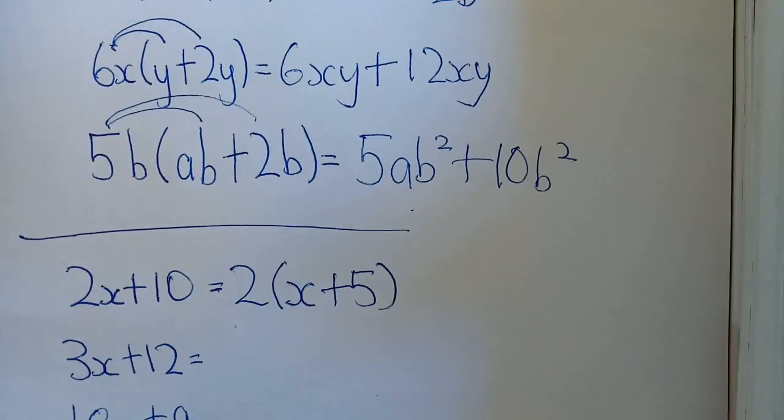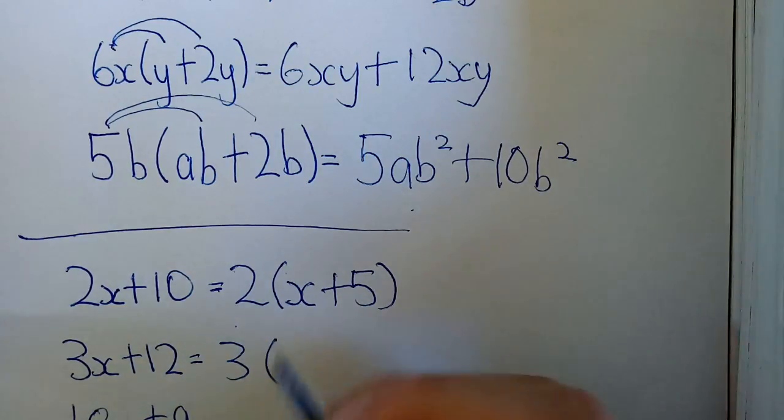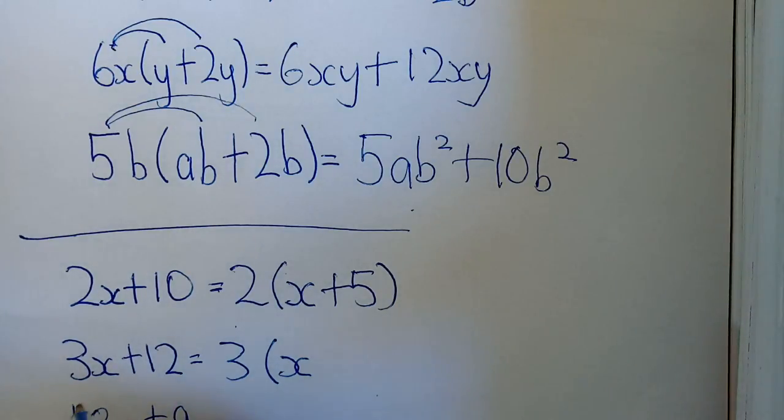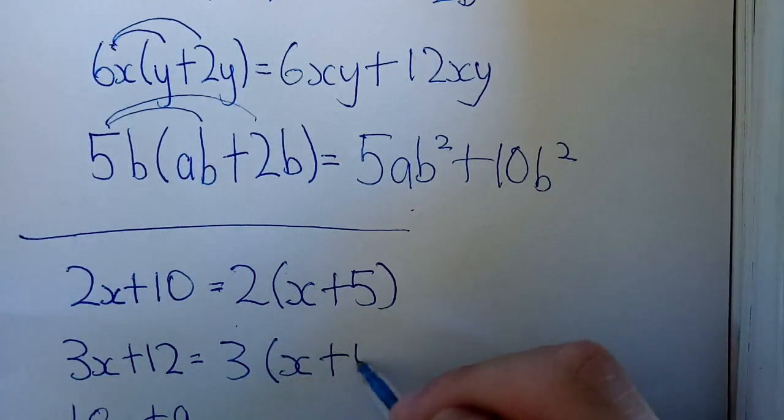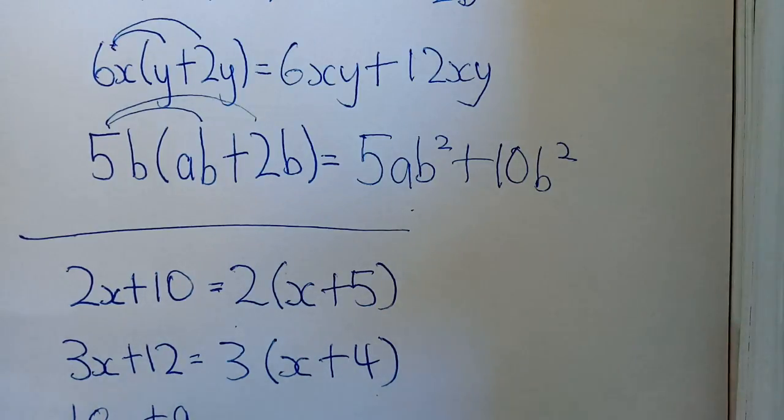Okay, the next one is 3x plus 12. We will use the same method we used for the first question. So what is the highest common factor between 3 and 12? It's 3, and 3 will be our outside value. And now in the bracket, what multiplied by 3 would equal 3x? It will be x, and x is the first value once again in our bracket. And what multiplied by 3 will equal 12, and that's 4. So this is 3 bracket x plus 4. This is our factorized form for this equation.